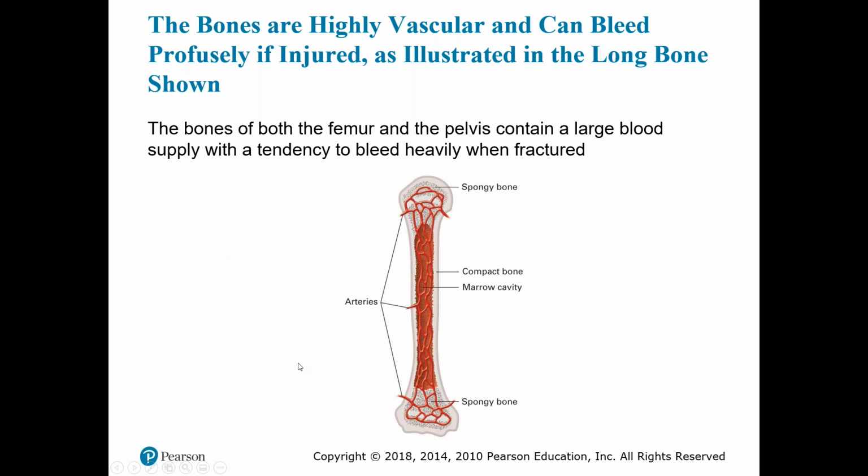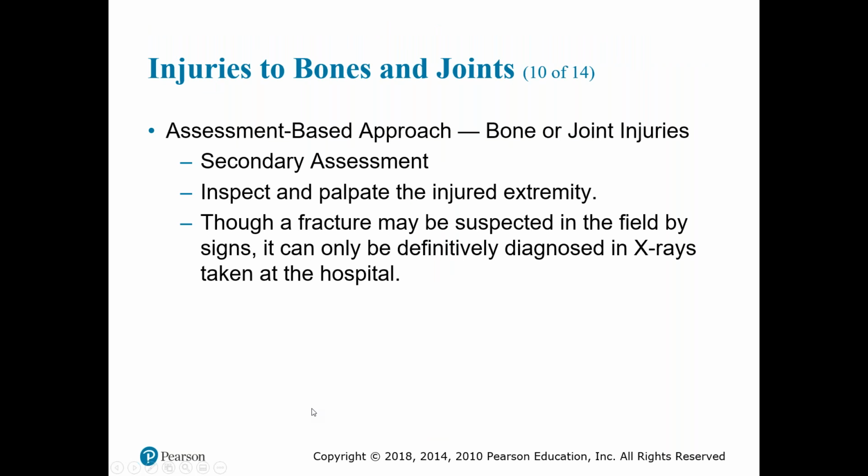So, we left off discussing critical fractures, which is the femur, the pelvis, any very large bones. And when we're looking at the inside of those bones and also the arteries correlated with it, we can see why there is such a large potential of blood loss associated with those femur fractures.